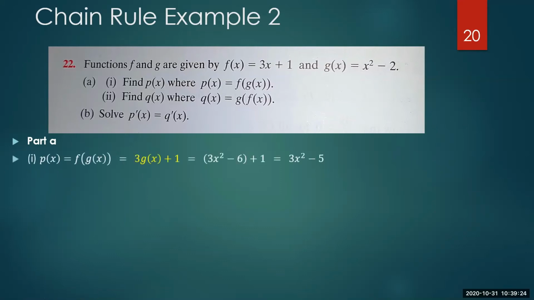So p of x, first of all, is f of g of x. That means it's 3 of g of x plus 1, because f of x is equal to 3x plus 1, and g of x is equal to x squared minus 2. So 3 times g of x plus 1, when you plug it in there, you get 3x squared minus 6 plus 1. So p of x is equal to 3x squared minus 5.